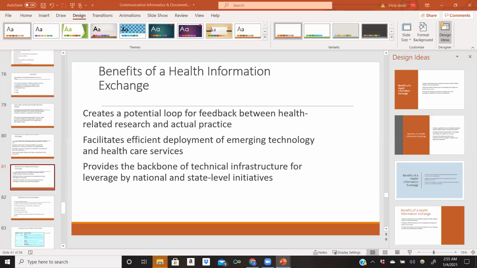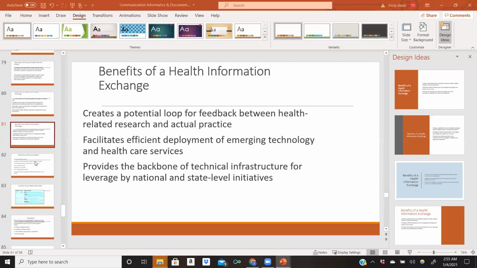It creates a potential loophole for feedback between health-related research and the actual practice itself. It facilitates efficient deployment of emerging technology and healthcare services, and it provides the backbone of technical infrastructure for leverage by national and state initiatives.